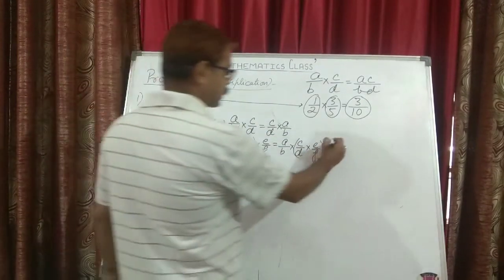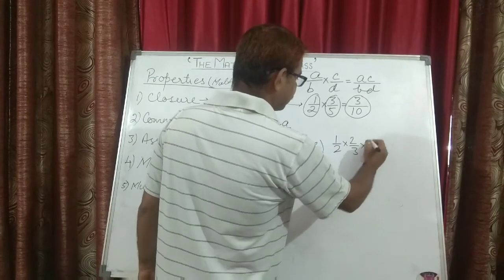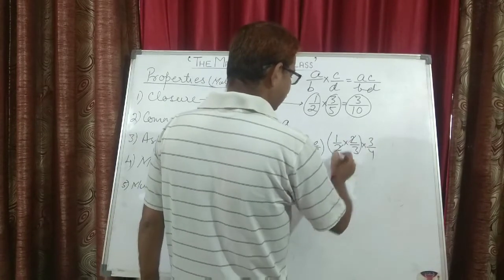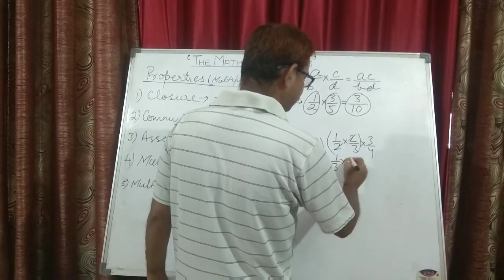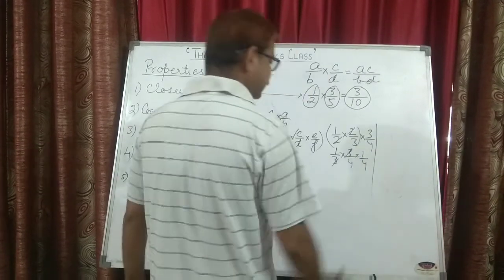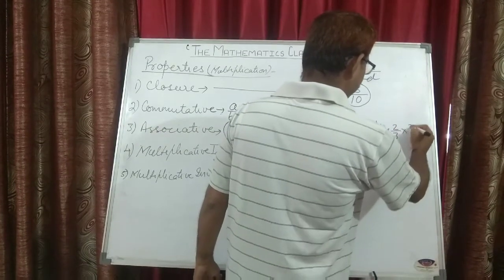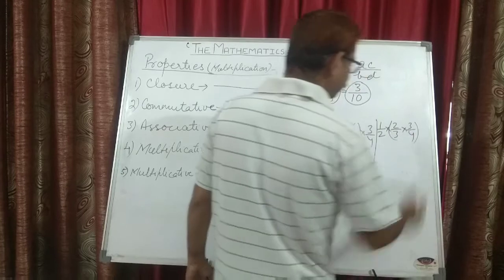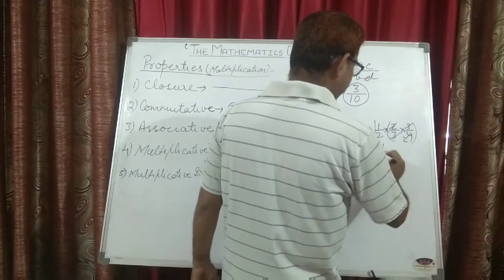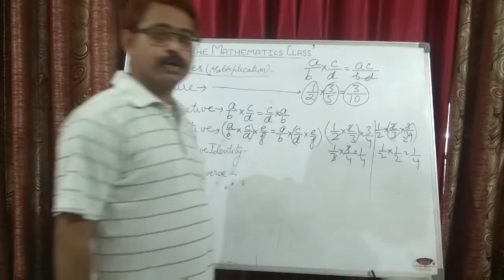Suppose I take 1 upon 2 into 2 upon 3 into 3 upon 4. If I multiply the first two, 2 and 2 will cancel. We will get 1 upon 3 into 3 upon 4. That will be 1 upon 4. In the second case, I take 1 upon 2 into 2 upon 3 into 3 upon 4, and I am taking the last two first. So 3 and 3 cancel. 2 ones are 2, 2 twos are 4. It is 1 upon 2 into 1 upon 2. That finally comes to be 1 upon 4.